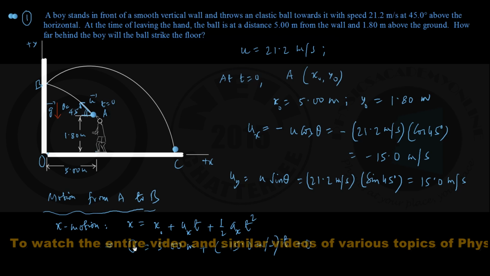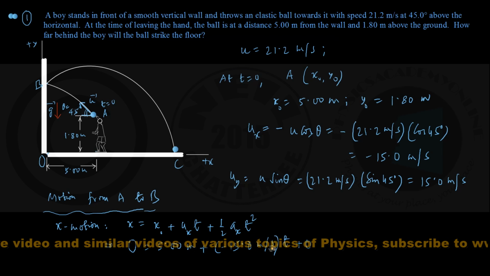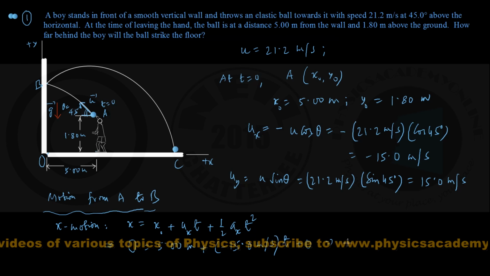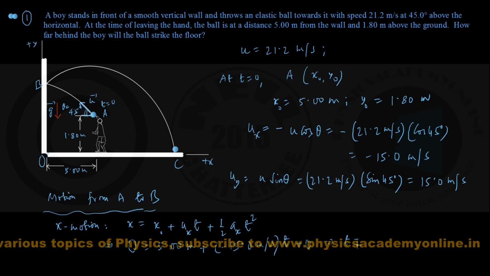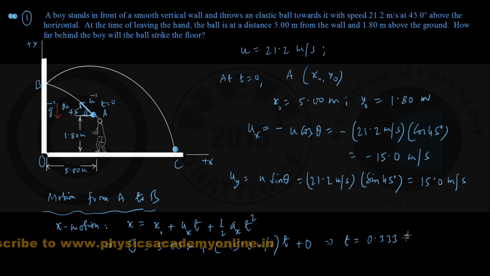So you have got the equation: 0 is equal to 5 meter minus 15 meter per second into t, and solve from here to show that time of flight of the ball between the points A and B is coming out to be 0.333 second in 3 significant figures.